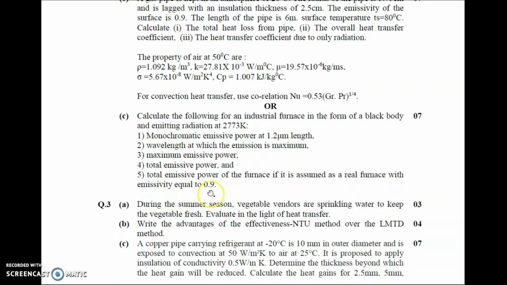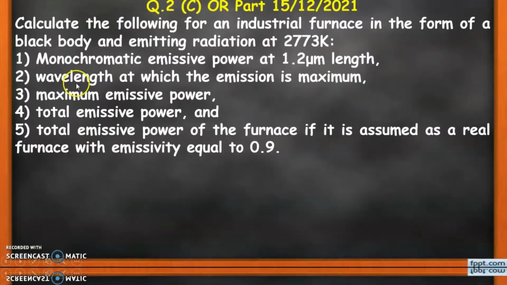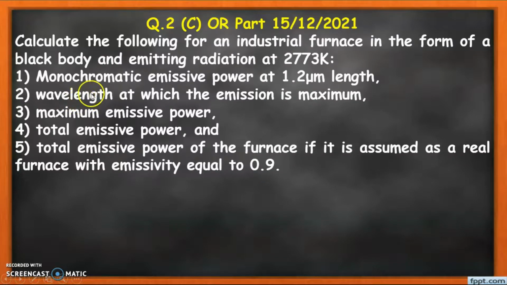emissivity equal to 0.9. So students, in this numerical we need to apply the knowledge of black body radiation for monochromatic emissive power, as well as Wien's law of displacement. We are able to calculate the wavelength at maximum emission. So let us start with the solution of this question. Students, first we write down the given data in this numerical.